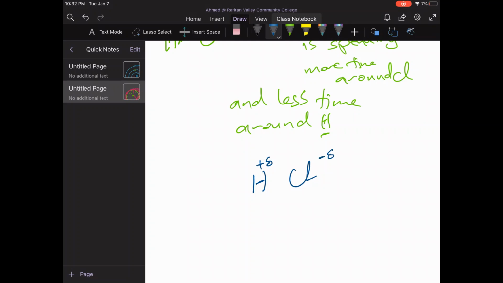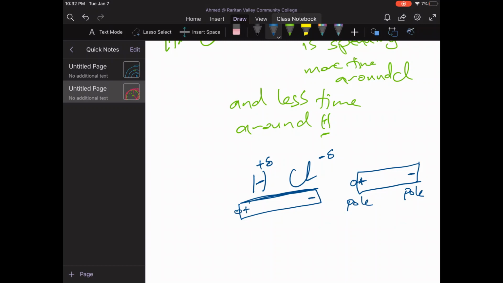Now, this reminds us of basically a battery. Remember, in a battery, one end is positive, the other end is negative. This is like the positive pole, this is the negative pole. And that's why this looks like a battery. This is the negative pole, this is the positive pole. That's why this is a polar covalent bond. That's why it's polar, because now it has 2 poles. Okay, it has 2 poles.